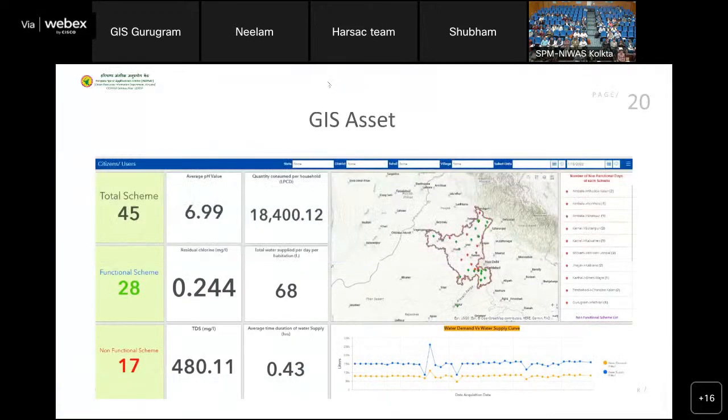Now, this is one of our dashboards. Here, we are able to see the number of schemes, the functional schemes, the TDS reading, and average pH. Based on the sensors, multiple values can be shown here with the map views.